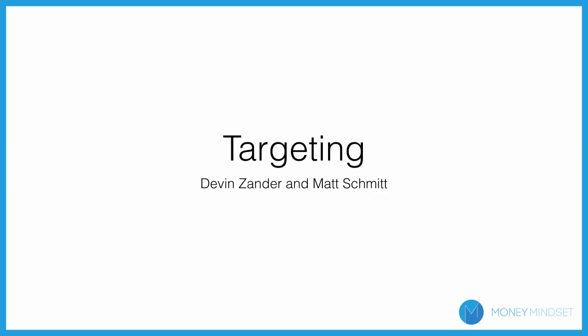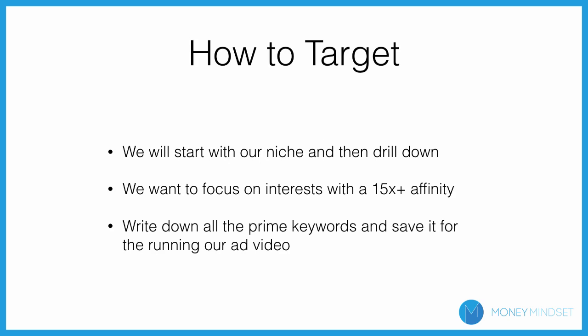We're going to walk through an example, and this is going to be a baseline for you moving forward when you're exploring your niches. So, how to target? We're going to go back to that audience insight tool that we looked at in a prior video, and explore how to go very, very broad, right? At first, we're just going to input nursing in this instance, which is our niche, and then we're going to drill down. And then we're going to find a way to get ourselves to 15x affinity or above. I'll explain all of this when we go over the shoulder here in a second. Then I want you to write down all these prime keywords and save it for running our ad, which we'll talk about in the next video here.